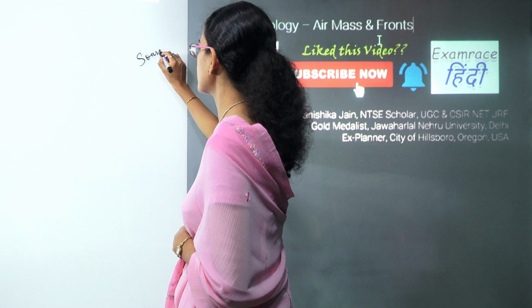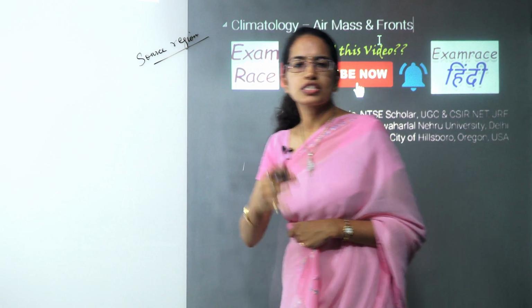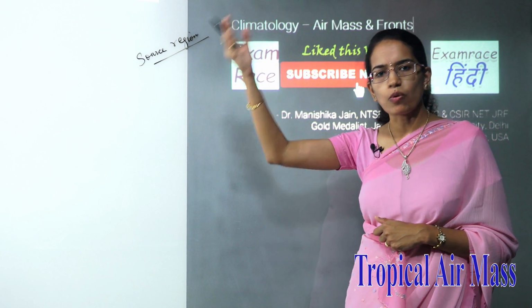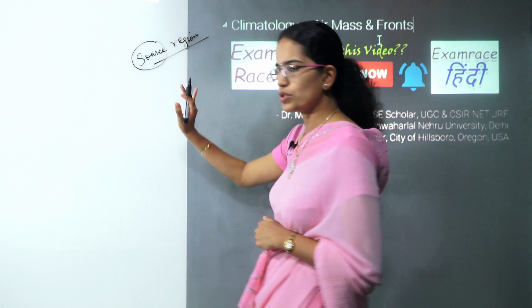First is the source region. Source region means from where it originates. So if it is originating from a tropical area, we say it's a tropical air mass. If it's originating from the polar area, we say it's a polar air mass. So that's how we understand the source region.